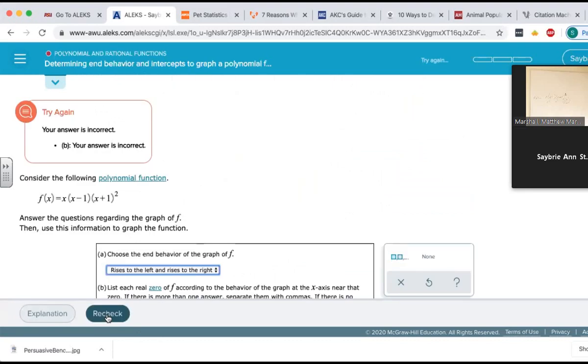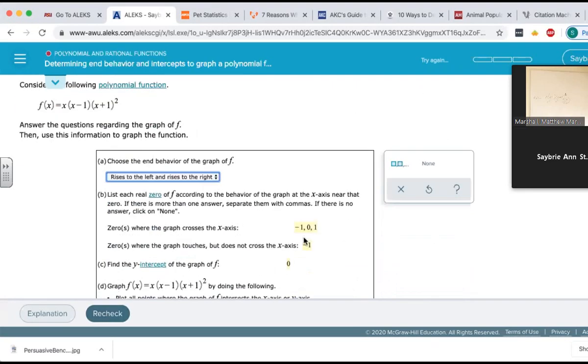Alright, B. It doesn't like B. Oh, you have to get rid of that negative 1 because it doesn't cross the x-axis right there. There we go. So just at 0 and 1, it slices through. And then, there we go. That's better. I think that will get that one right.